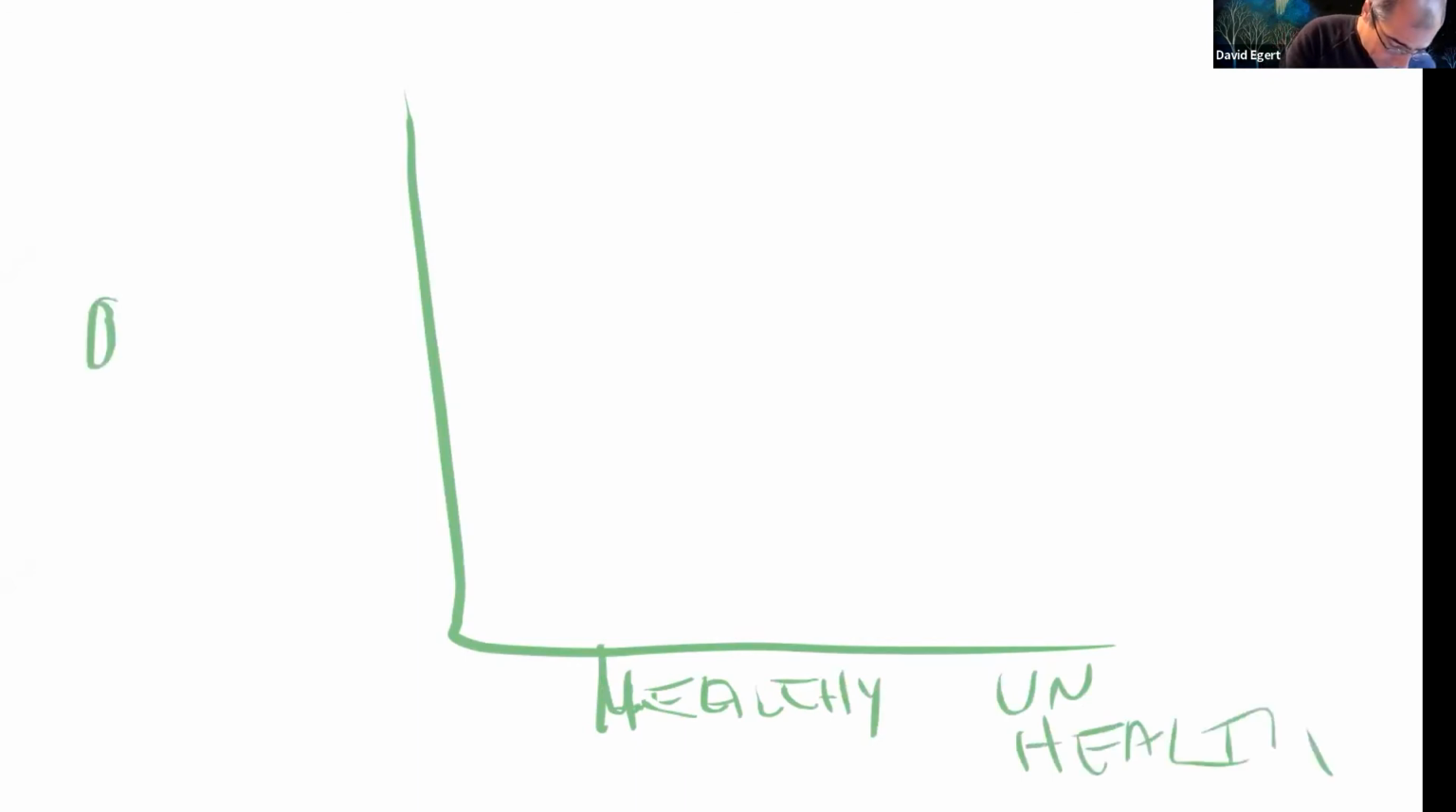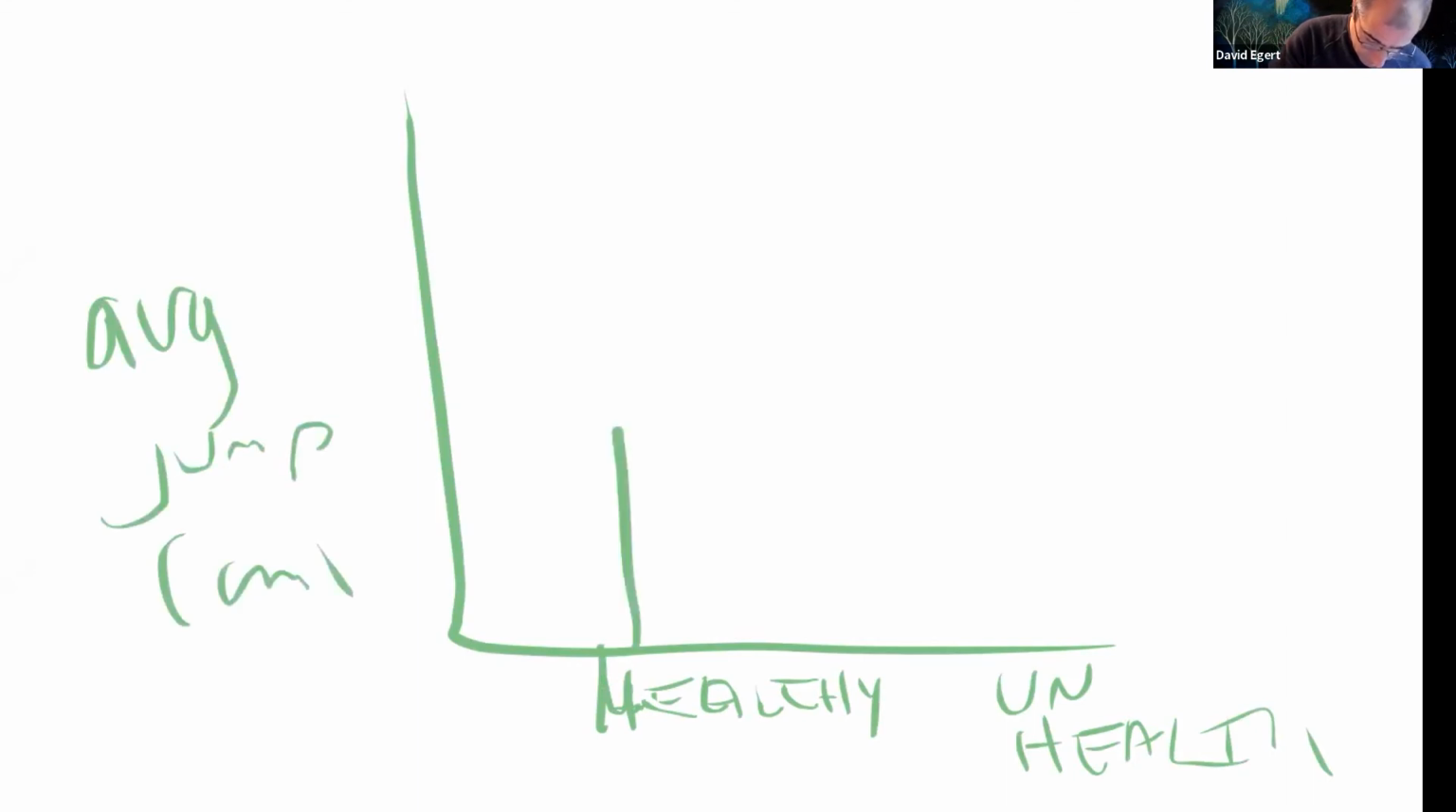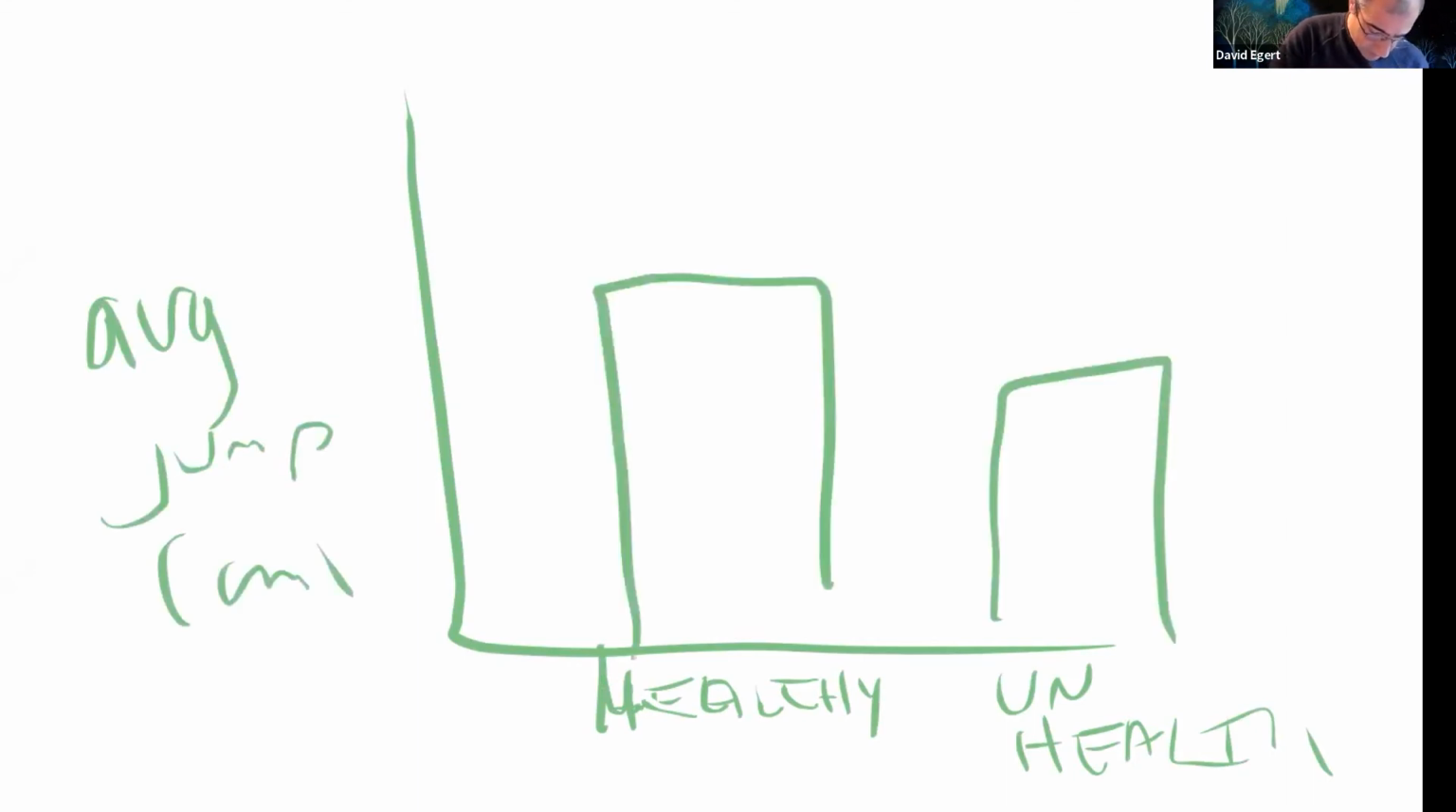you can then put it in here, healthy, unhealthy, average jump in centimeters. It'd be something like that. So that would tell us, do healthy BMI people tend to jump better than unhealthy?